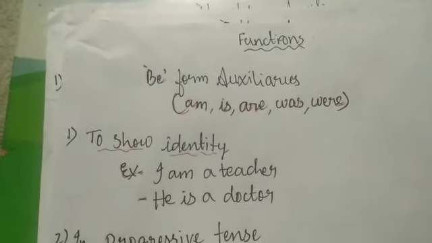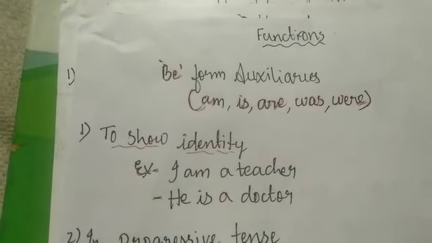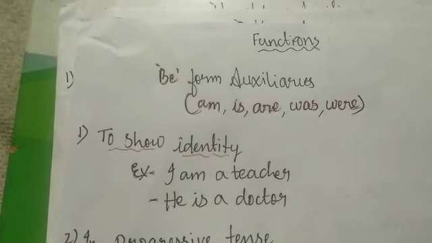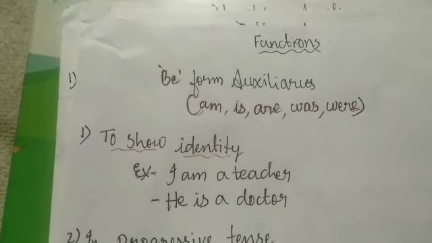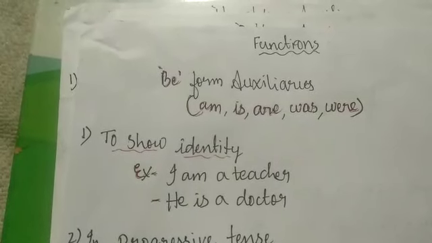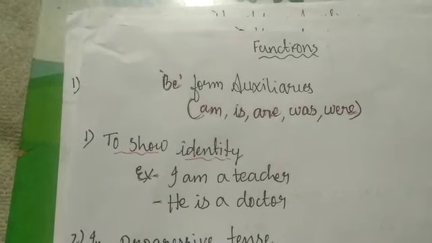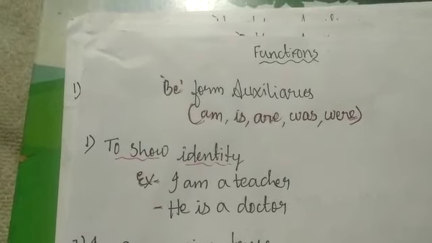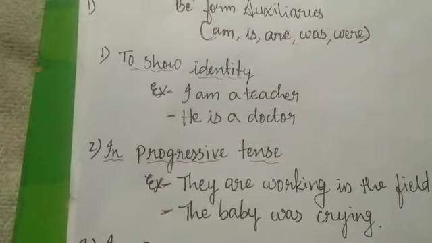First function is to show identity. For example, when I say I am a teacher or he is a doctor, what are the auxiliaries am and is doing? They are showing the identity of the subject, that I am a teacher or he is a doctor.